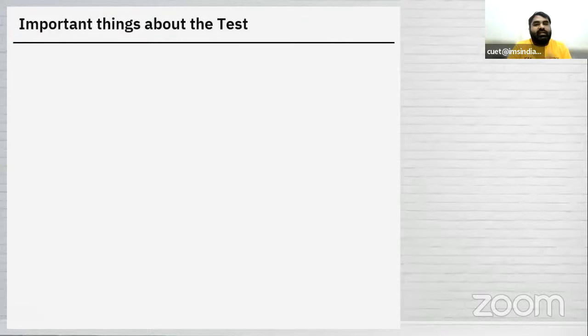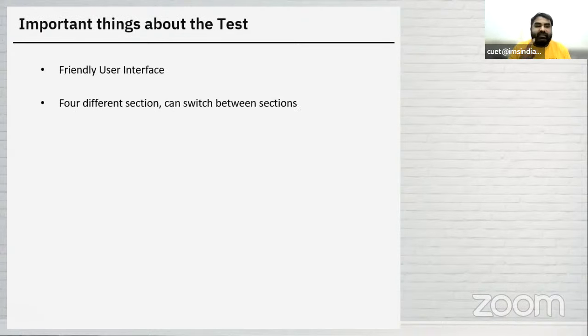Now, with that being said, let's get to the simple basics of the exam. There were a few things that you need to know. The first was that the user interface was pretty friendly. There was no surprises there. It was as expected that we had seen in the previous ones as well. So nothing out of the blue. The next is there were 4 different sections and you could switch between sections. So there was no problem as well. You could choose your order of the sections at the same time.